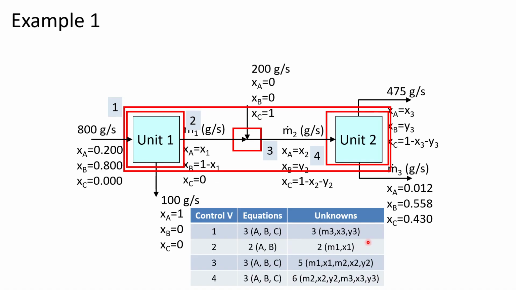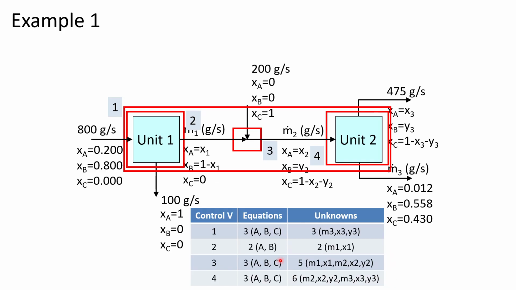Let's count the number of unknowns for Unit 1. The feed to Unit 1 has no unknowns associated with it. This product from Unit 1 has 2 unknowns, X1 and M1. M1 is hiding underneath the 2 there, but you can remember that there is an unknown flow rate there. So X1 and M1 appear in our table over here as unknowns. The bottom product that exits from Unit 1 has no unknowns associated with it. So the total number of unknowns for control volume 2 is 2, which is exactly equal to the number of equations, since there are 2 components inside that control volume.